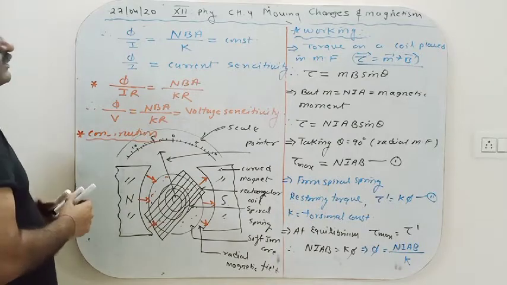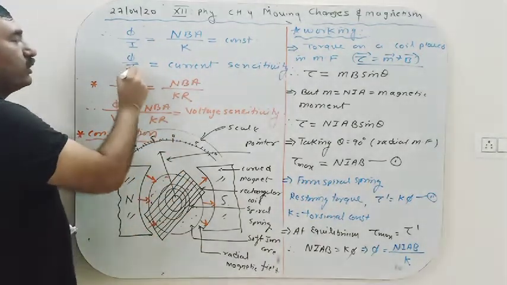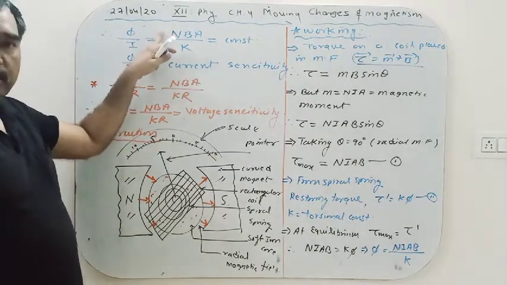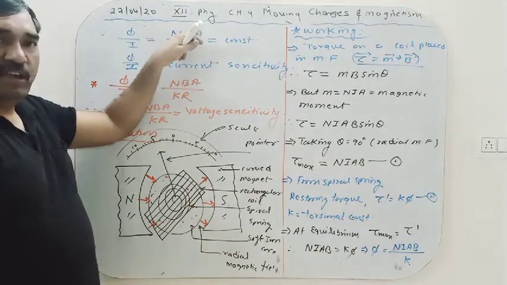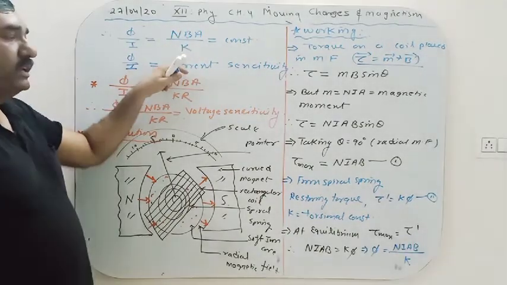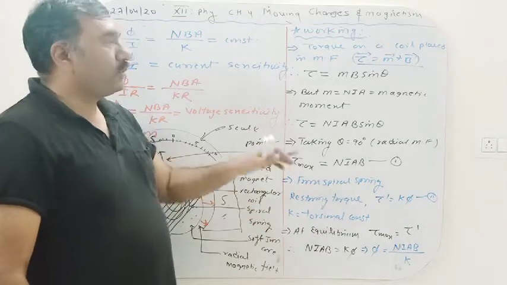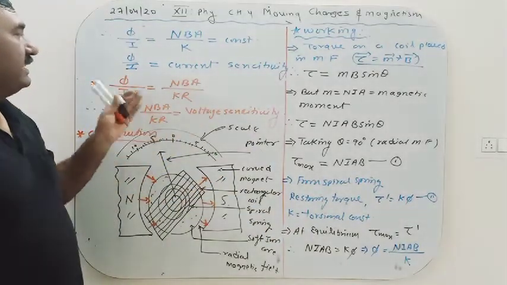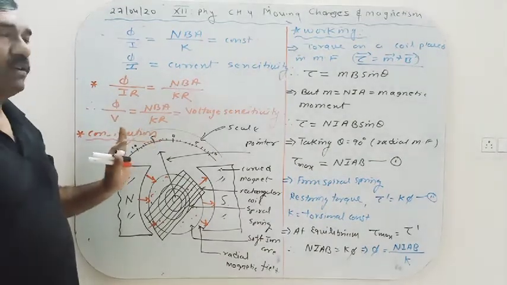How can the sensitivity of the galvanometer be increased? If you want to increase the sensitivity, what do you have to do? You have to increase the number of turns. You have to increase the magnetic field. You have to increase the area of the rectangular coil, and you have to decrease the torsional constant of the spring. So in this manner, we can increase the current sensitivity as well as the voltage sensitivity of a galvanometer.